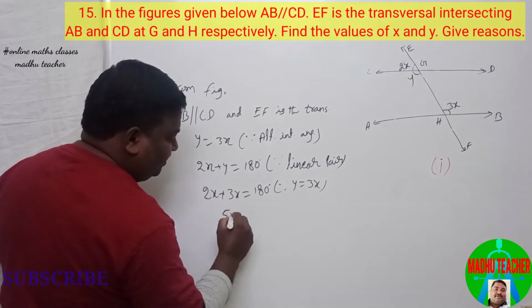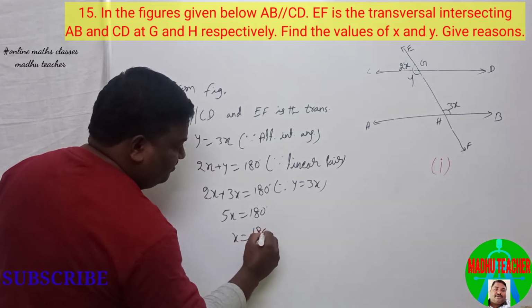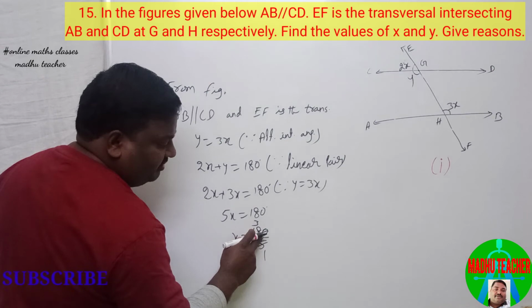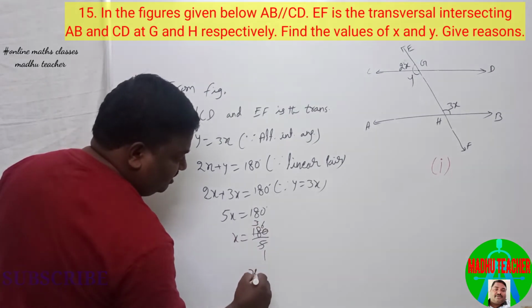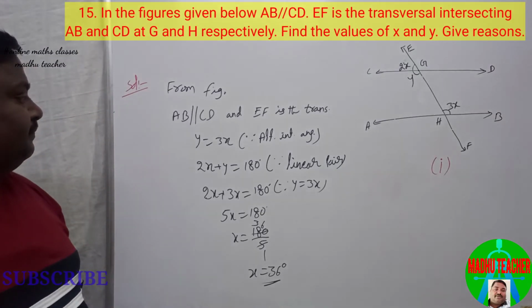2x plus 3x is 5x equal to 180. x equal to 180 by 5. 5 ones are 5, 5 threes are 15, 3 remainder, 5 sixes are 30. That is x equal to 36 degrees.